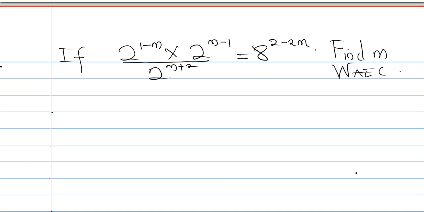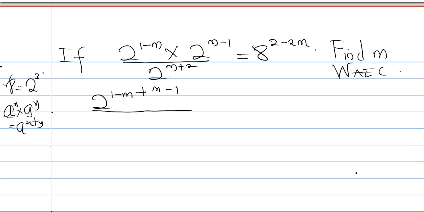To solve this one, recall that 8 is equivalent to 2 raised to the power 3. Don't forget, when we have the product of the same base, we add their powers together. Now let me start. I can say 2 raised to the power (1 minus m plus m minus 1) over 2 raised to the power (m plus 2) equal to 2 raised to the power 3 times (2 minus 2m).